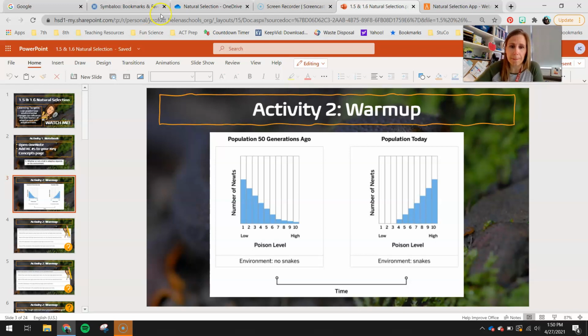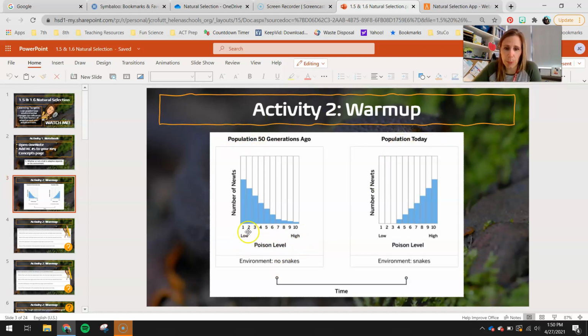Activity 2 is the warm-up. What you see is a little histogram, and you have a population that was 50 generations ago. Remember, 50 generations is not necessarily the same as 50 years. If we're talking about generations in human beings, we're probably talking about 20 times that much, so whatever 20 times 50 would be. If we're talking about a fruit fly, we might be talking less than a year. So, population 50 generations ago and population today.